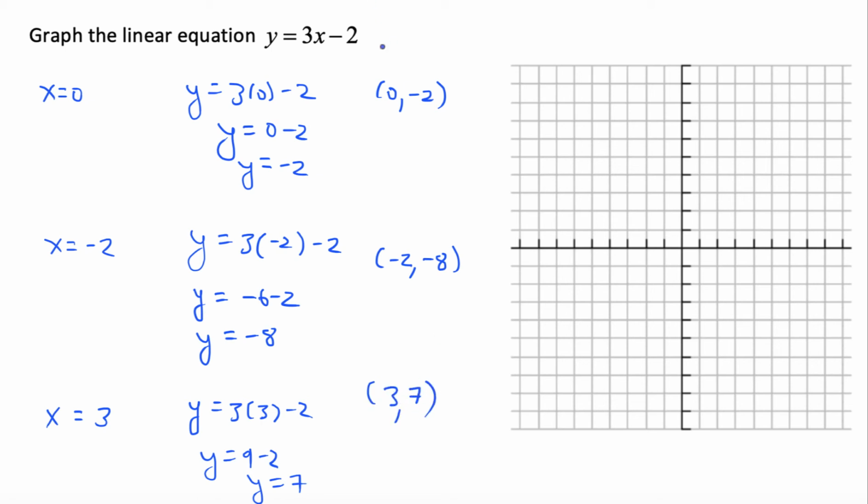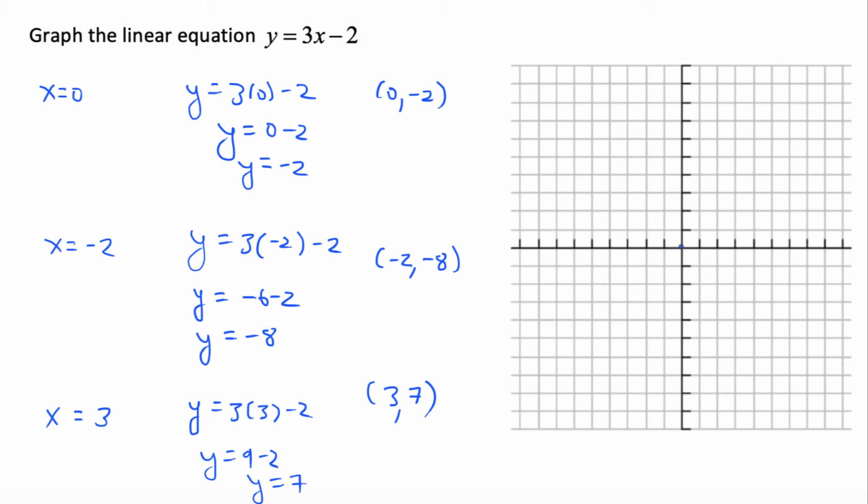Okay, so these are three of the ordered pairs that we've essentially selected, right? I mean, we could have picked x equals 1. We could have picked x equals 10. I mean, we could have picked for y as well, okay? But it's always nice when the y is by itself. Okay, so let's go ahead and plot these, right?